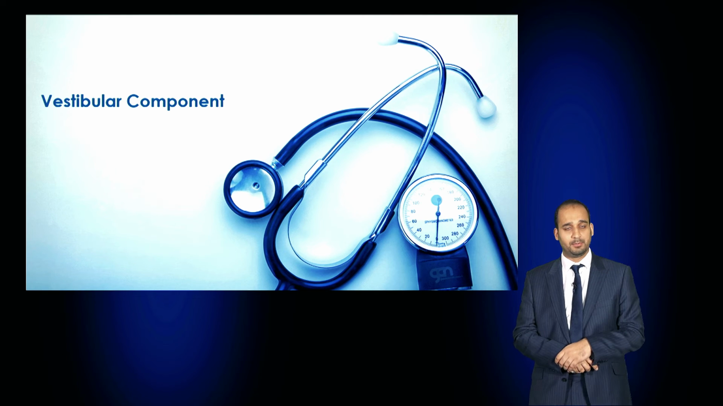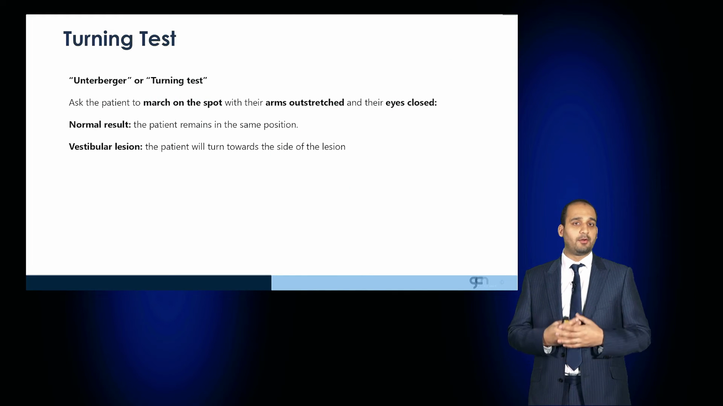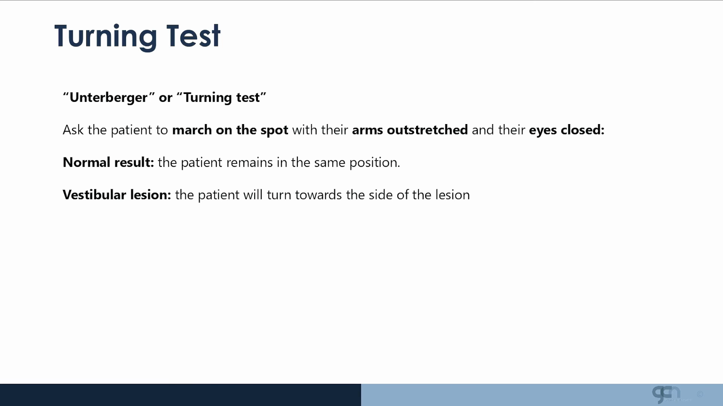Now the vestibular component. The vestibular component is involved in maintaining position. There are two key tests. There is the Unterberger or turning test, where a patient is asked to march on the spot with their arms outstretched and their eyes closed. A normal result to the Unterberger test is the patient remains marching facing the same position. In a vestibular lesion, as the patient marches, they will turn towards the affected side.